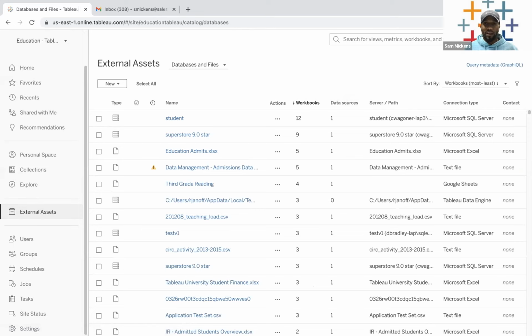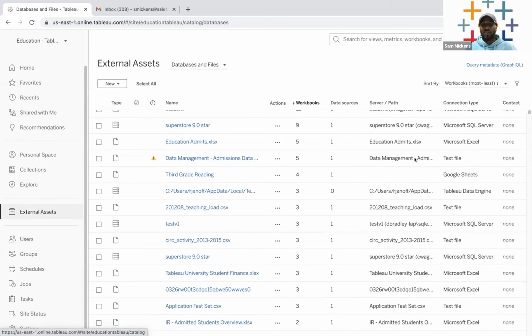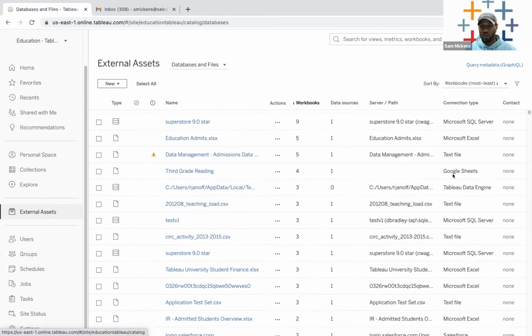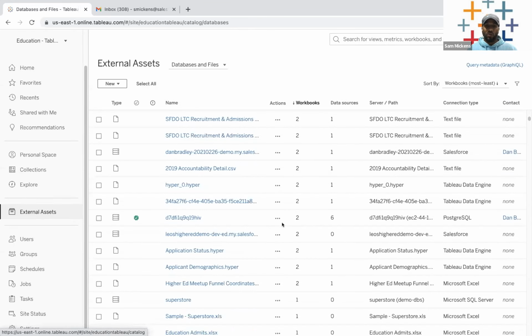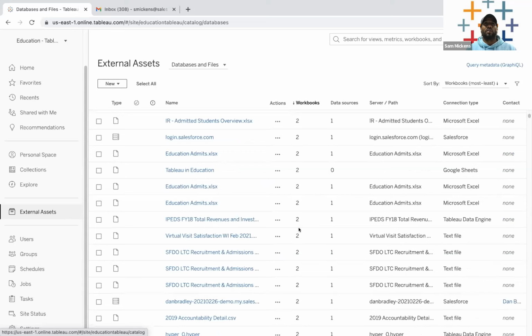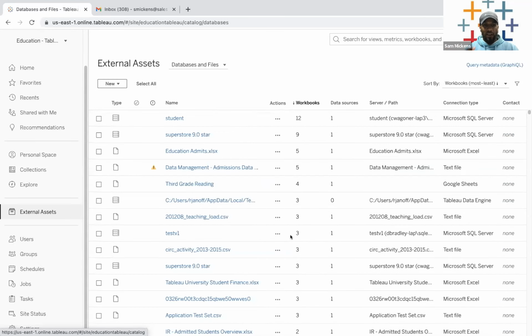What I mean by that is, we see right here inside of our Tableau environment that I have a database data source called student. And initially, by looking at it, I can say, hey, this is a SQL Server database. I can see something as a text file. I can see something as a Google Sheets. This will show every type of connection or every data source inside of their conglomerate of data inside of their organization, at one glance.